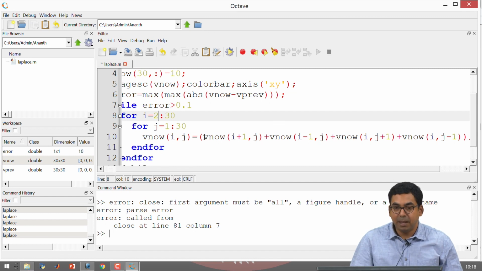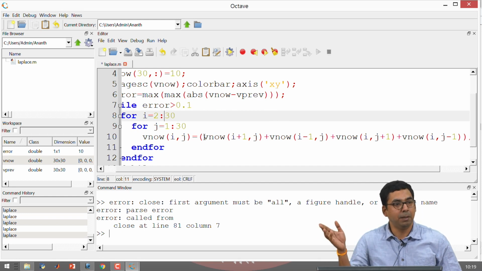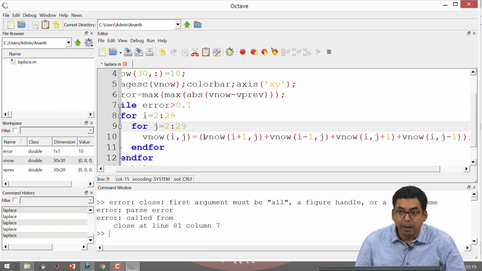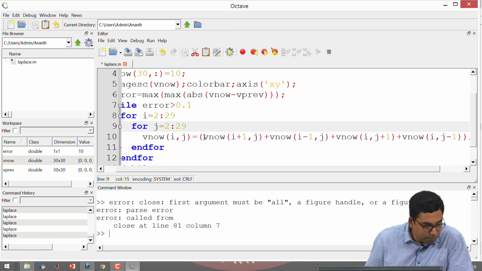Okay. The same thing is going to happen when it reaches 30, it will try to search for 30 plus 1 comma 1. So, it is going to become 31, so it is going to be index out of bounds of the array. So, we have to make this 29, 2 to 29, right. Okay.